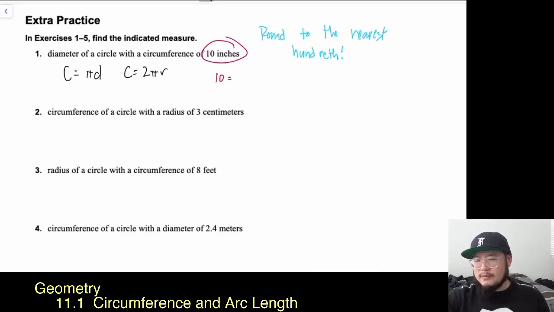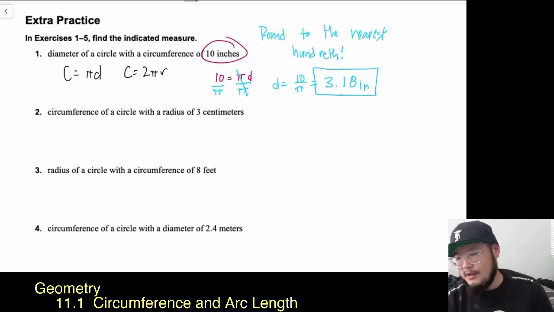So I need to get the diameter by itself. We'll divide both sides by pi. And if I ask for an exact answer, your diameter is 10 over pi. But I do know that Big Ideas asks for a rounded answer. So 10 divided by pi ends up being approximately 3.18. And let's not forget the unit of measure, 3.18 inches.